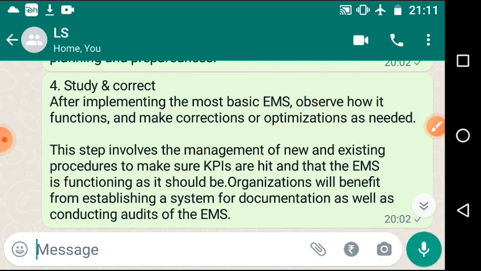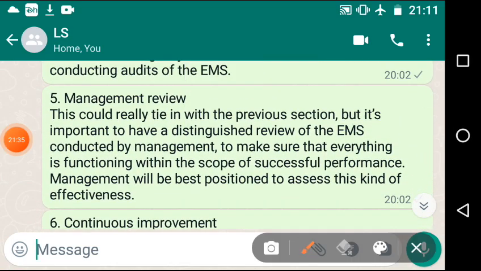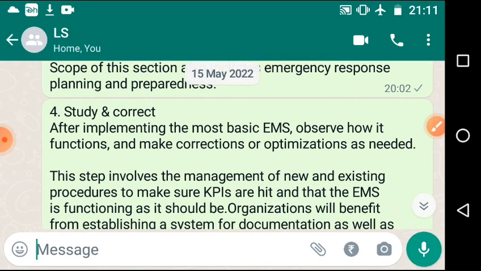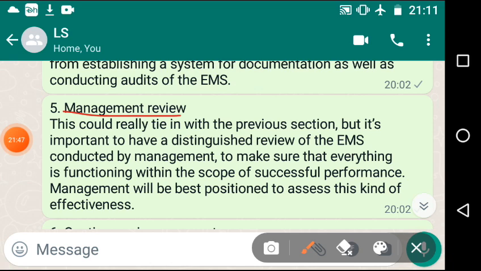that companies are normally making a profit. Also, at the same time, the EMS is functioning as it should be. Organizations will benefit from establishing a system of documentation as well as conducting audits. I have said in model auditing that auditing should also be done on that EMS. So this is about the fourth step, study and correct.